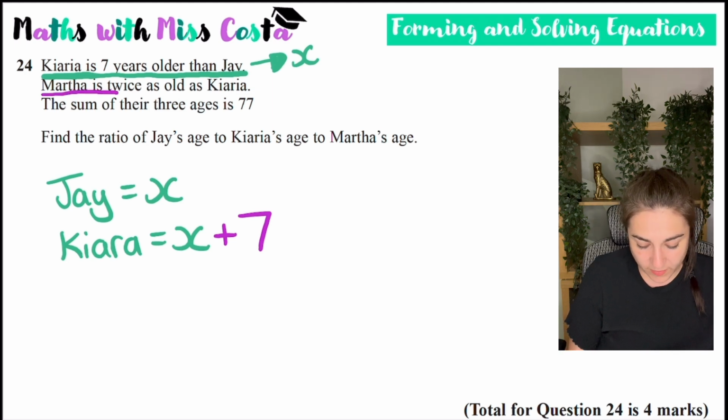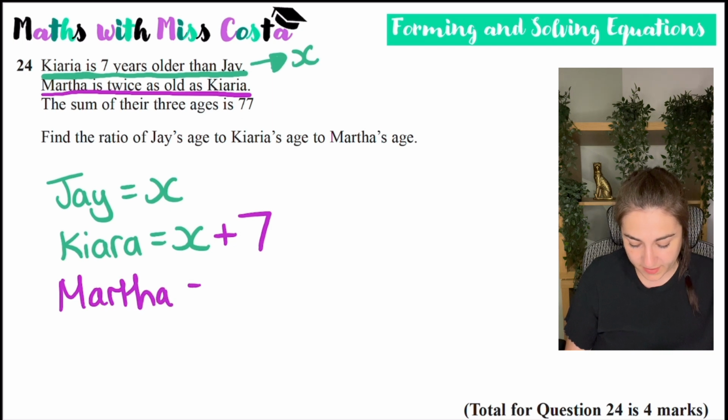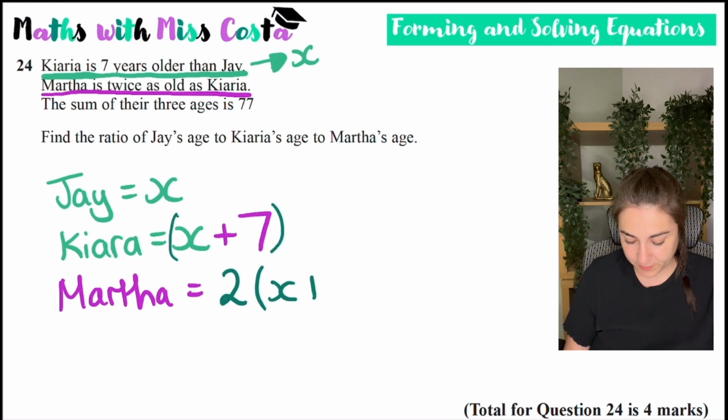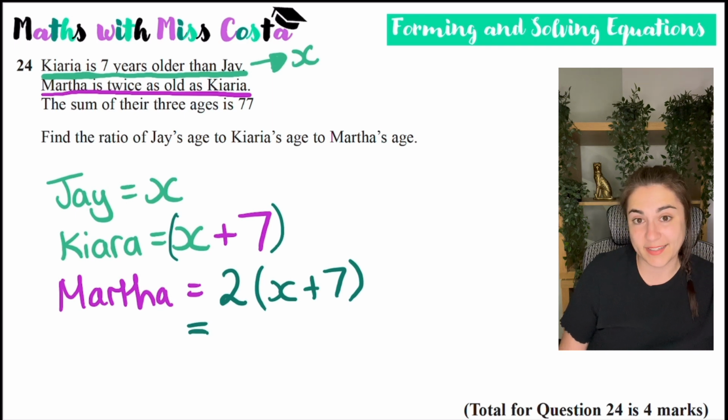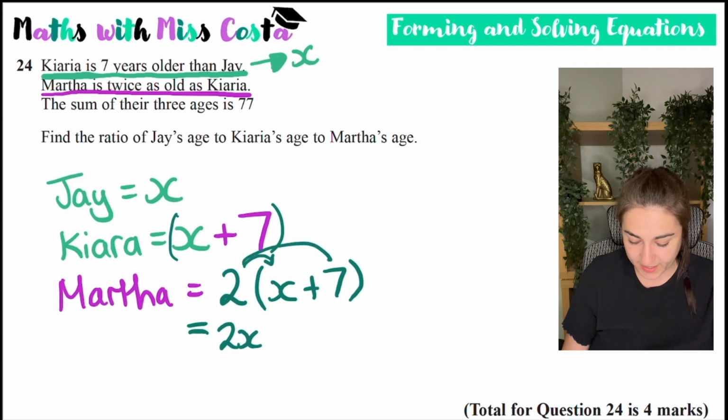I'm then told that Martha is twice as old as Chiara. So Martha is 2 lots of whatever Chiara is. So Chiara is this expression here. So I'm going to say 2 times x plus 7. I could expand the brackets just to make my life easier. So 2 times x is 2x, and 2 times 7 is 14. So I now have an expression for all of their ages.